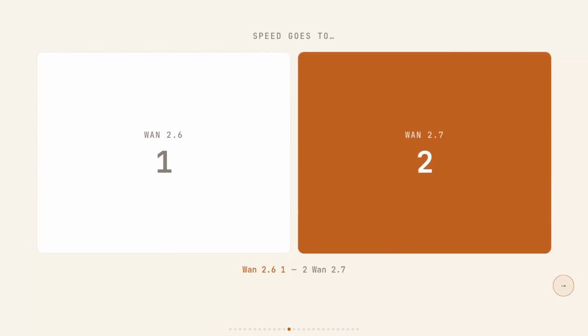WAN 2.7 takes speed too, which I honestly didn't see coming, given it's running a model nearly twice the size, but the architecture improvements more than cover the extra weight. That puts WAN 2.7 ahead 2-1.